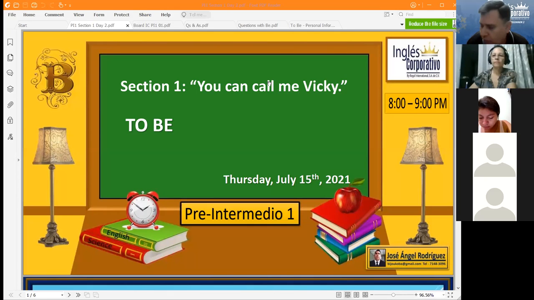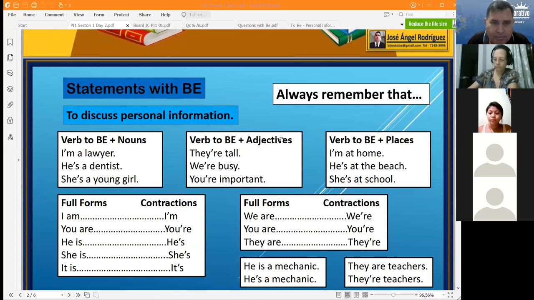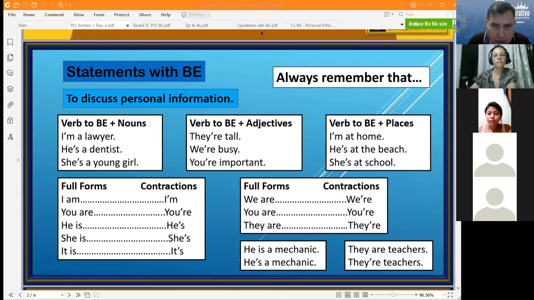So, good evening. We're going to continue with, you can call me Vicky, or you can call me Beth, part two. Today is Thursday, July the 15th, and we're going to begin working on the verb to be, okay? So this is the pre-intermediate one. Okay, let's begin. The verb is usually used to talk about identity, and to identify things. We use it with nouns, adjectives, or with places, right?